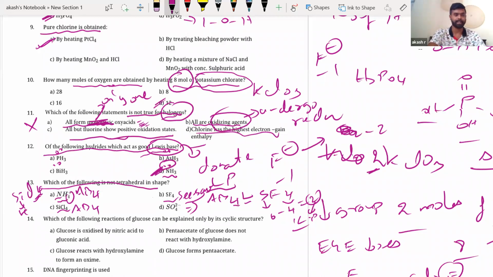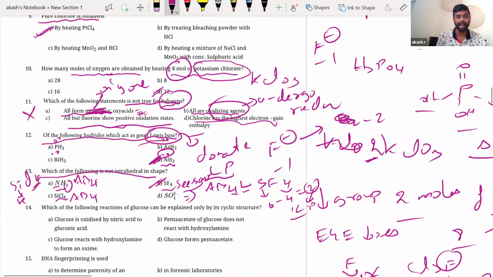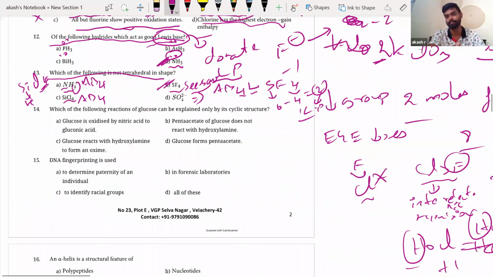Next, which of the following reactions of glucose can be explained only by its cyclic structure? I think you attended the class last time. So you know that glucose has an aldehydic group present in it, but still, some reactions given by an aldehyde are not given by glucose. One example was your 2,4 DNP test. The 2,4 DNP test was not given by glucose, even though it has an aldehyde. So that can be explained only by your cyclic structure.